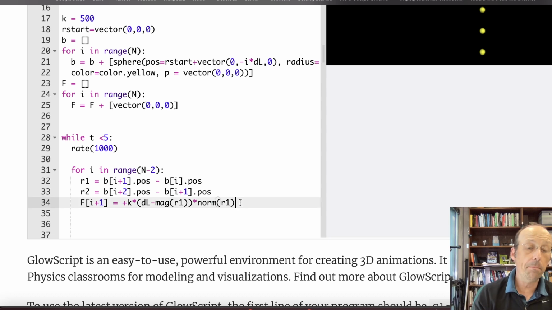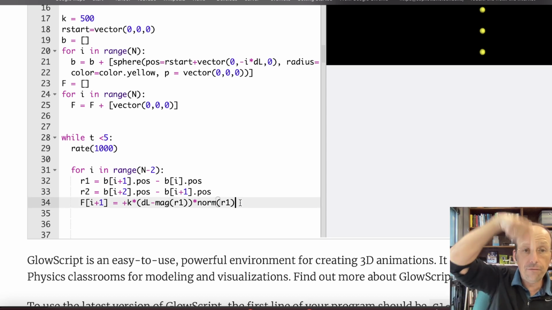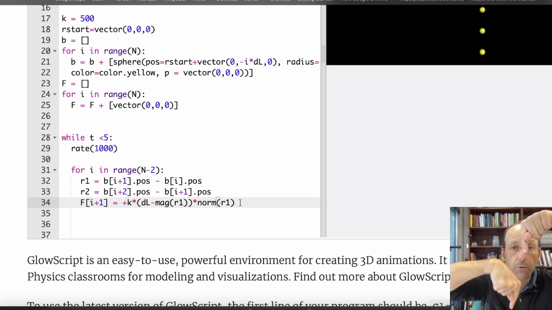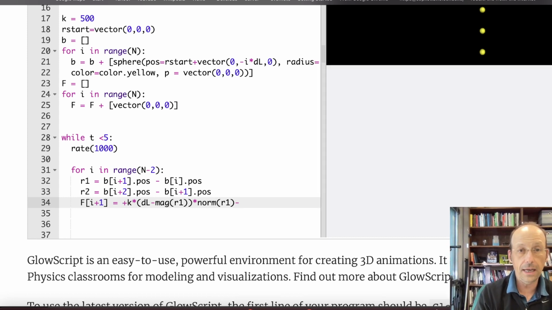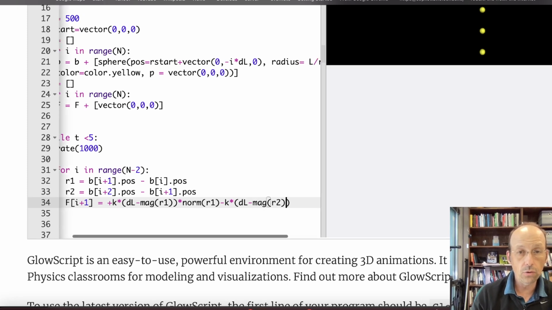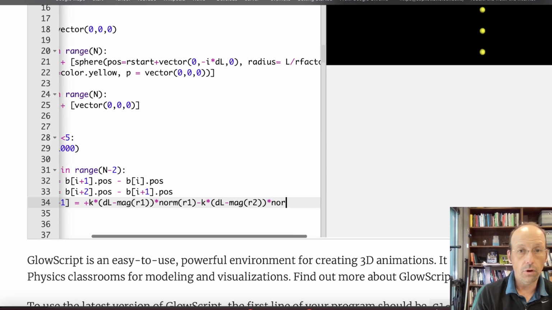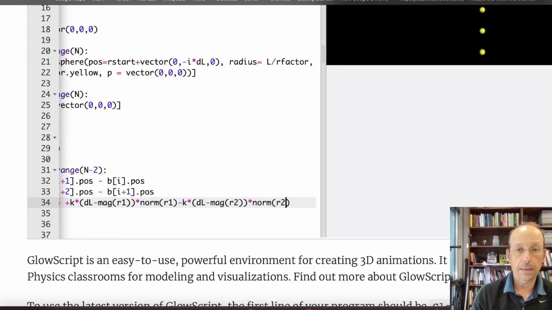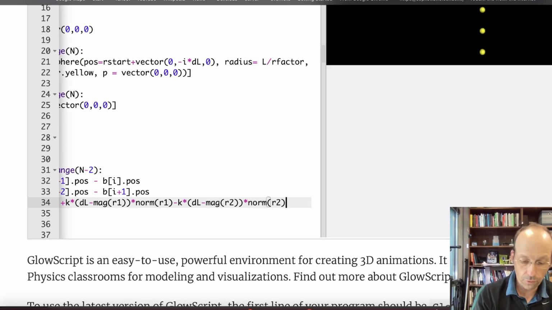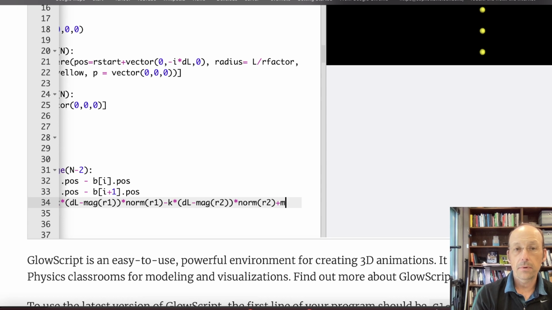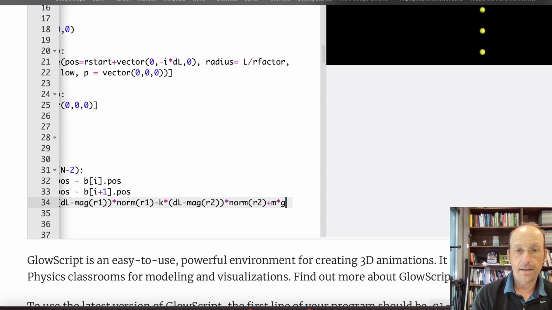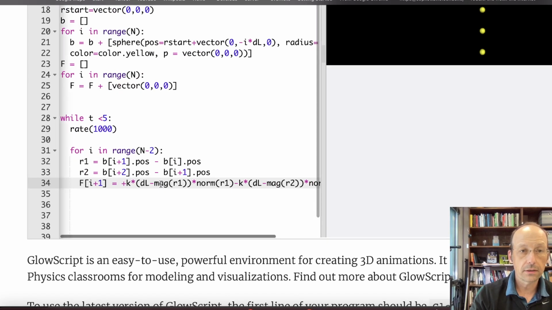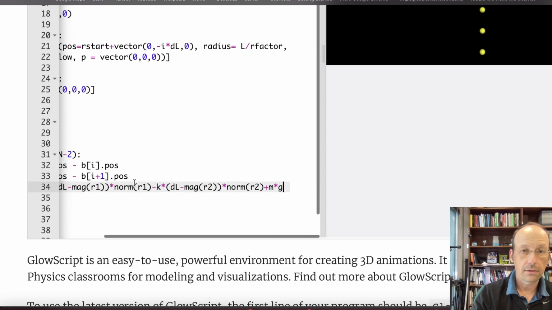Now I need to do the same thing for the bottom force, but that vector is pointing down, right? They're both pointing down, so I need a negative sign on this one. So it's going to be negative K times DL minus mag R2 times norm R2. And I'm scared. I'm already scared. And now I need a gravitational force, so it's going to be plus m times g. And I haven't added in the drag force. And those are all my forces. So that's fine. That's it.